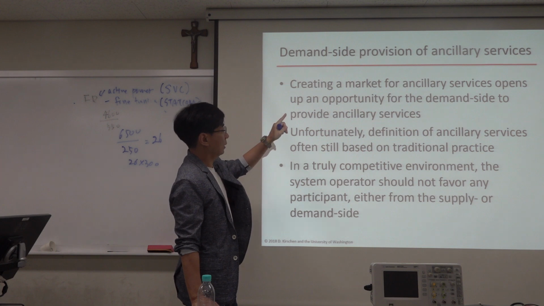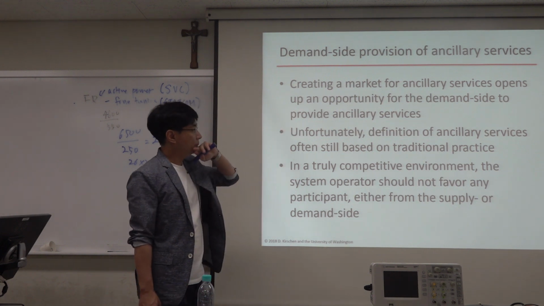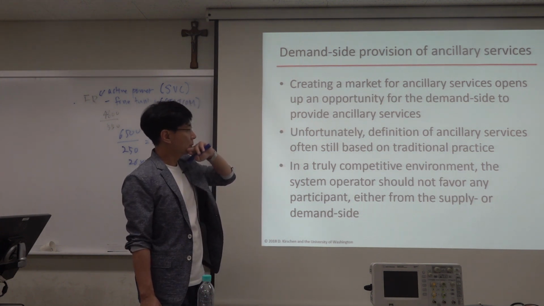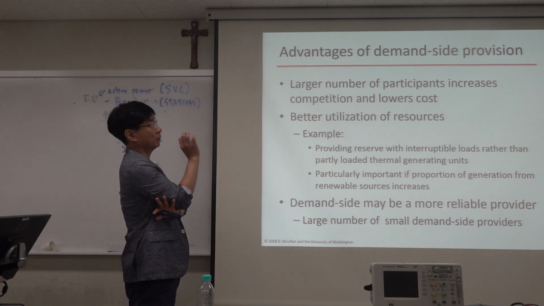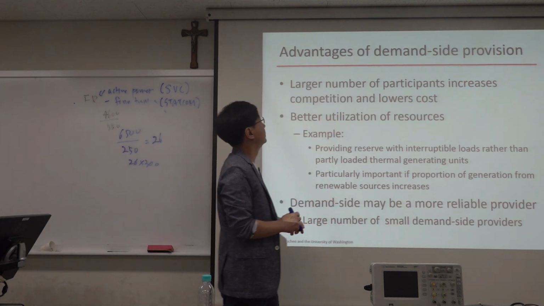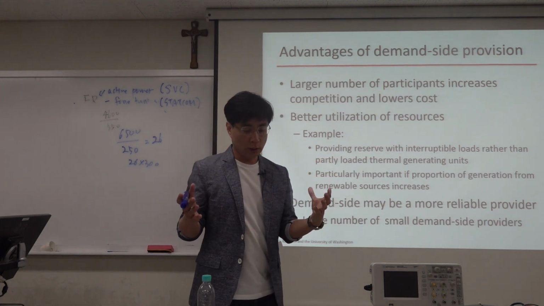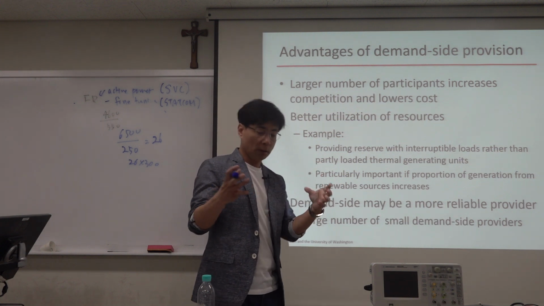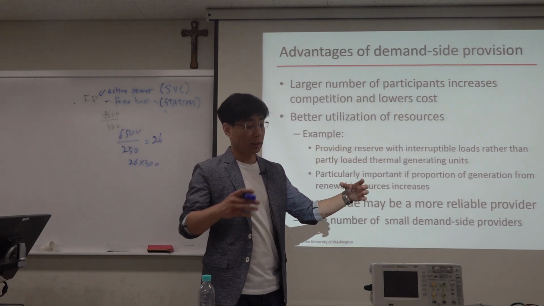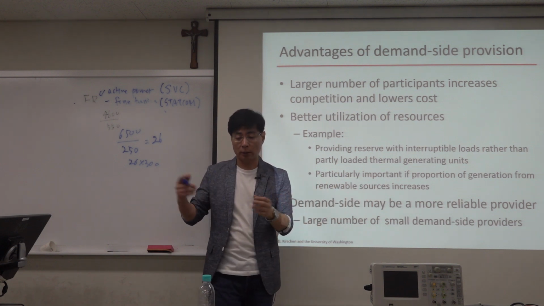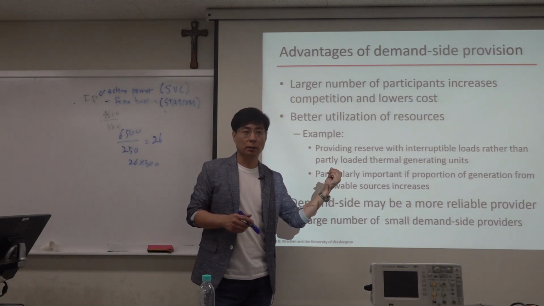So it opens up an opportunity for the demand side to provide ancillary services, and an advantage of demand side provision is that a large number of participants increase competition and lowers cost. So mostly large consumers, the factories, buildings, or the DR provider. Actually, the aggregator can aggregate that kind of DR resources and participate in the market. But ultimately, every household can also participate in this DR through an aggregator.